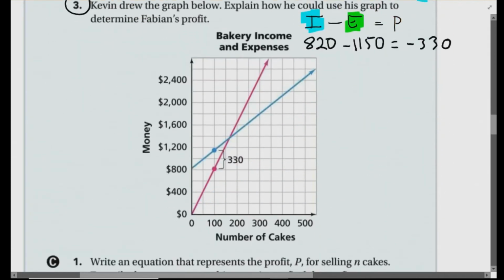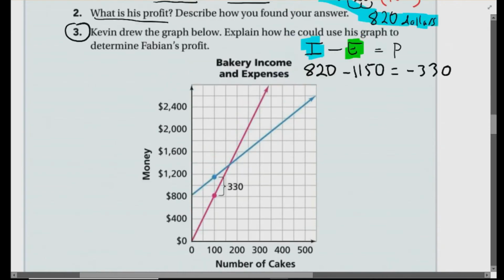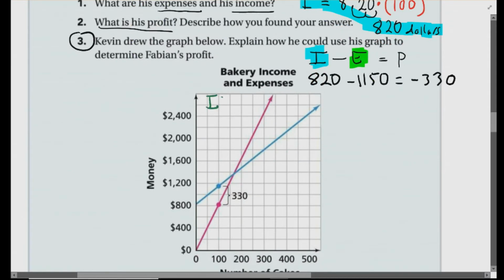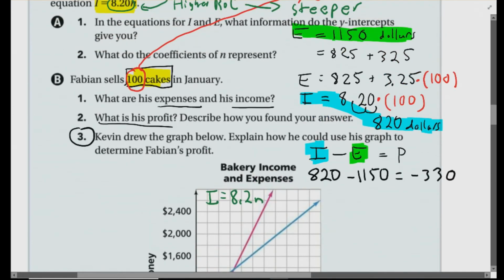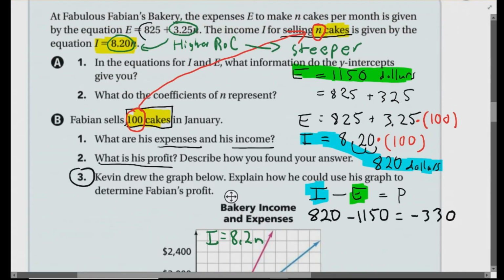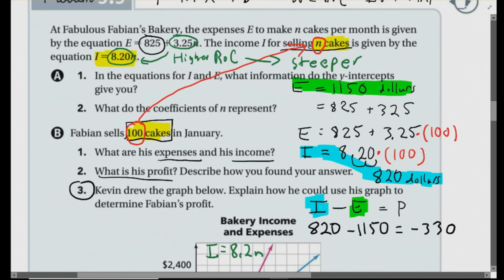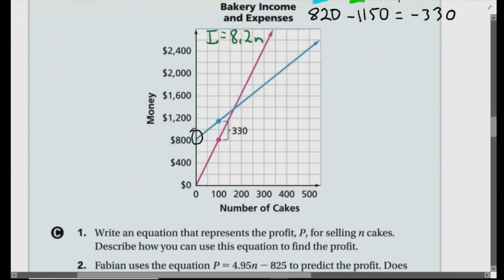Taking a look at this, you can easily tell the pink line is steeper, and therefore that means this is your line for income. I is equal to 8.2n. The other way you might want to take a look at it is our y-intercept. Many of us remember from our first definition that the y-intercept is basically where it crosses the y-axis. In this case, this equation says the y-intercept is 825, and this is approximately 825.